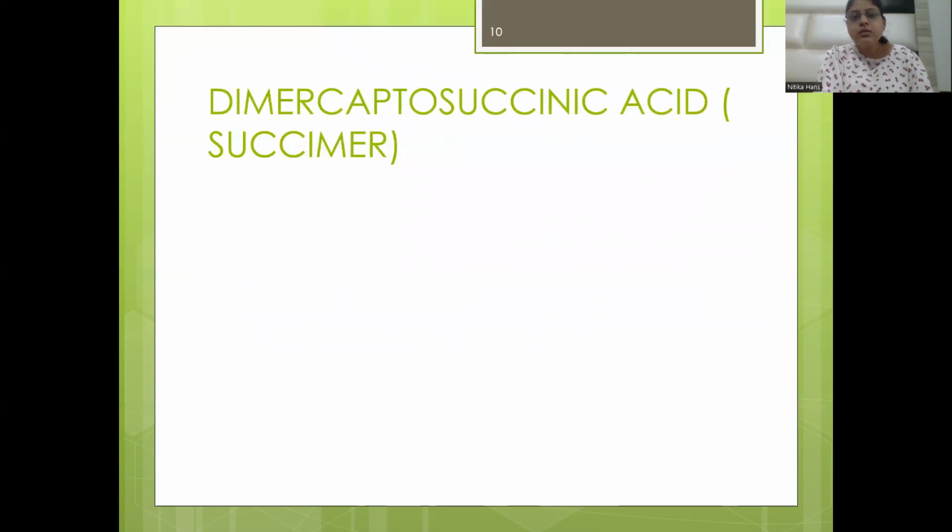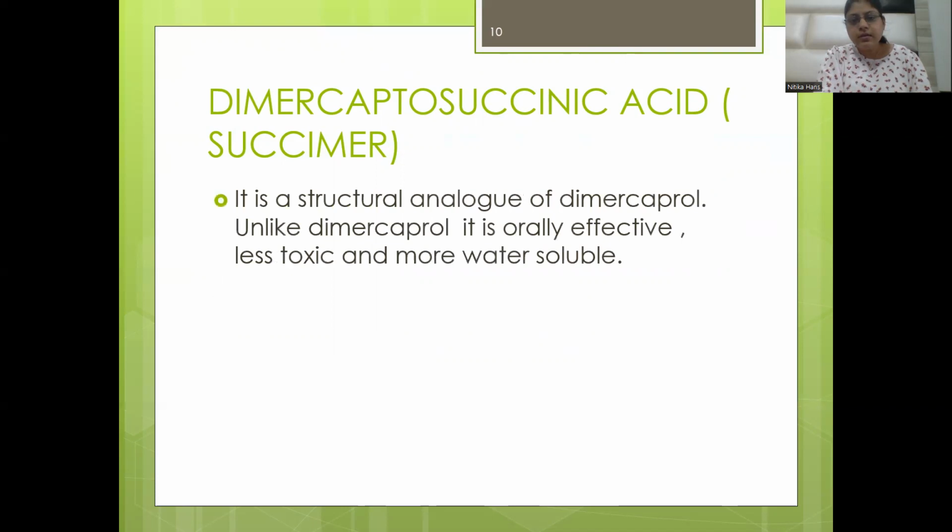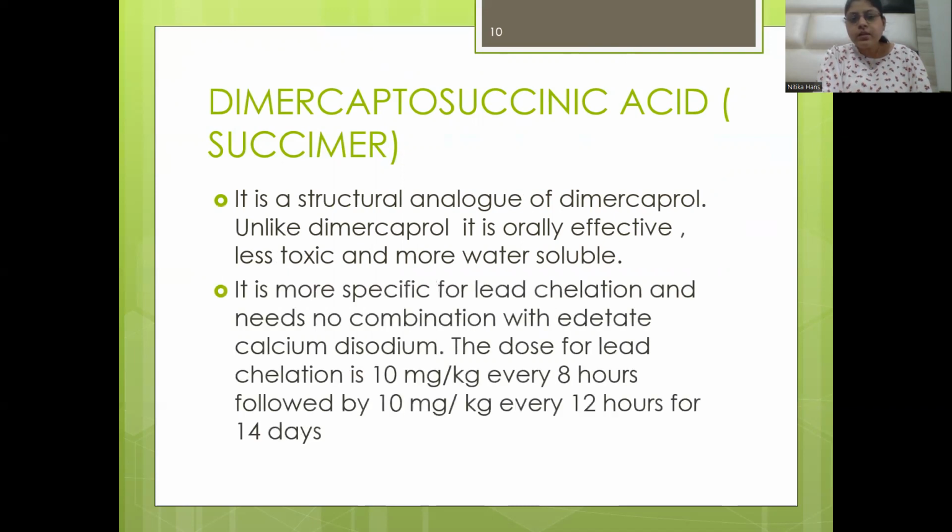Next is dimercaptosuccinic acid, or succimer. It is a structural analog of dimercaprol and it is more orally effective. Dimercaprol was given intramuscularly; succimer is orally effective, less toxic, more water soluble and more specific for lead chelation, and it is not combined with calcium disodium edetate. Means it is not used as an adjuvant for calcium disodium edetate. The dose for lead chelation is 10 milligram per kg every 8 hours, followed by 10 milligram per kg every 12 hours for 14 days.